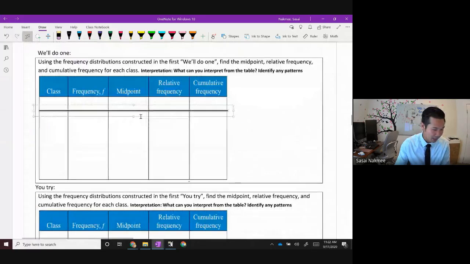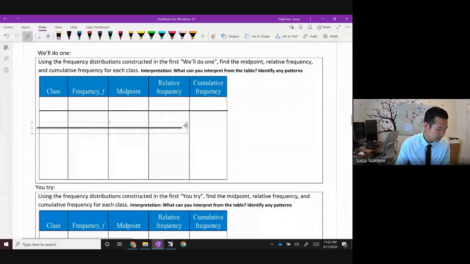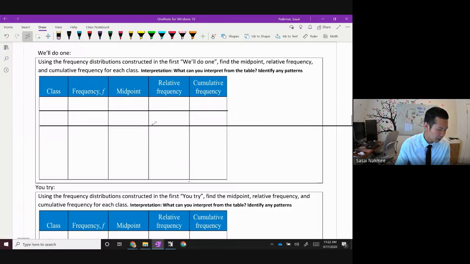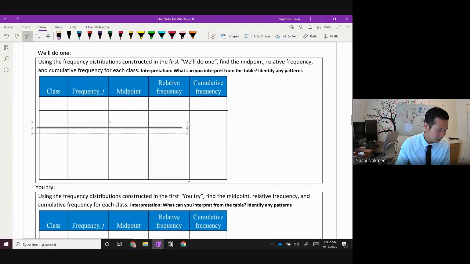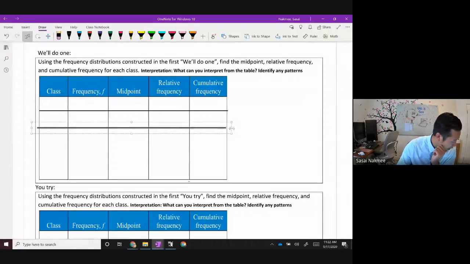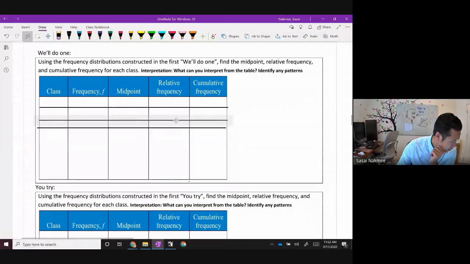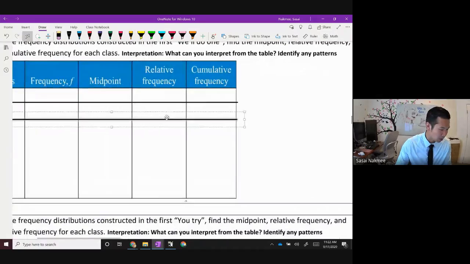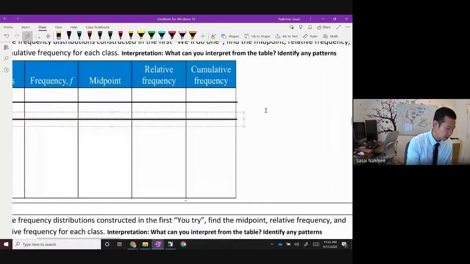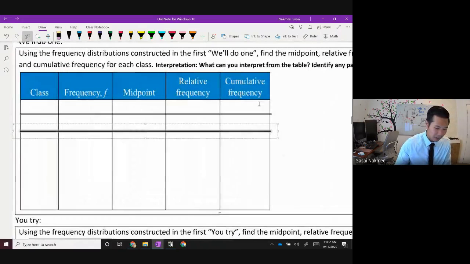I don't know if I can fit 8 of these. Let me stretch that out a little bit. Stretch it out to there. I don't know if I can fit 8 classes into this. I have to make them super small. Let me zoom in a little bit here. So give me a second. I'm just going to get these numbers down.